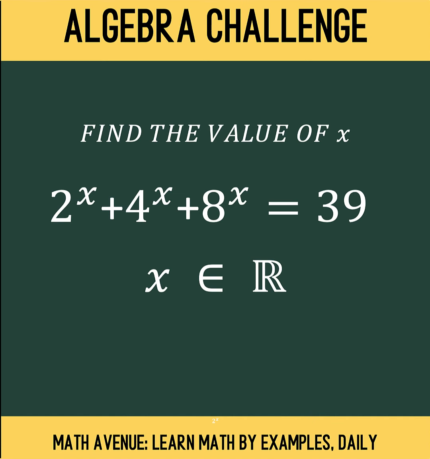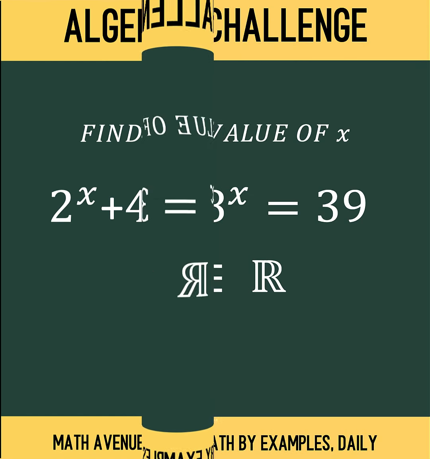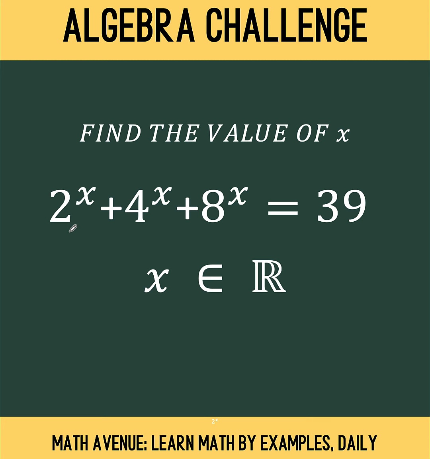Hey everyone, here's our math problem for today. Find the value of x given this exponential equation: 2 raised to x plus 4 raised to x plus 8 raised to x equals 39. X is a real number.